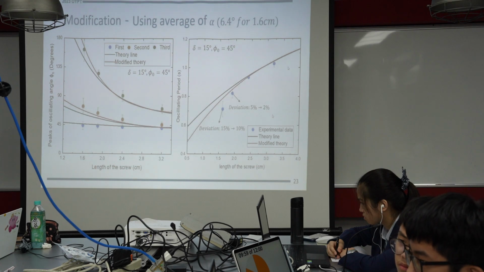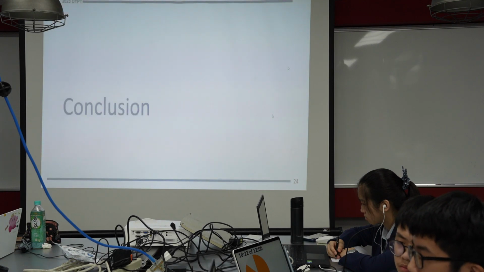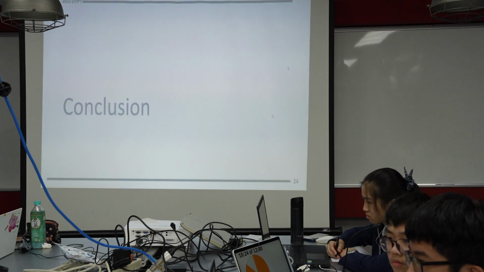Then by using this modification, for example, we use the average of alpha for 6.4 degrees for 1.6 centimeter. And the deviation became much smaller, both in the peaks of the oscillating angle and also the oscillating period. And the trend fits match very well with our theory, with our experiments. Then this is the conclusion of the report.